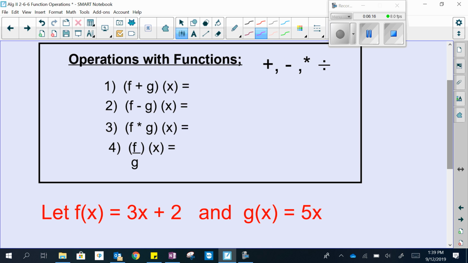So, operations with functions. If I have something, this will be the notation it's in. It'll say f plus g of x. That is taking apart and saying, okay, f of x plus g of x. Right? So you could write it both ways. You might see it both ways. F plus g of x is f of x plus g of x. F minus g of x would be f of x minus g of x. See how this is working?